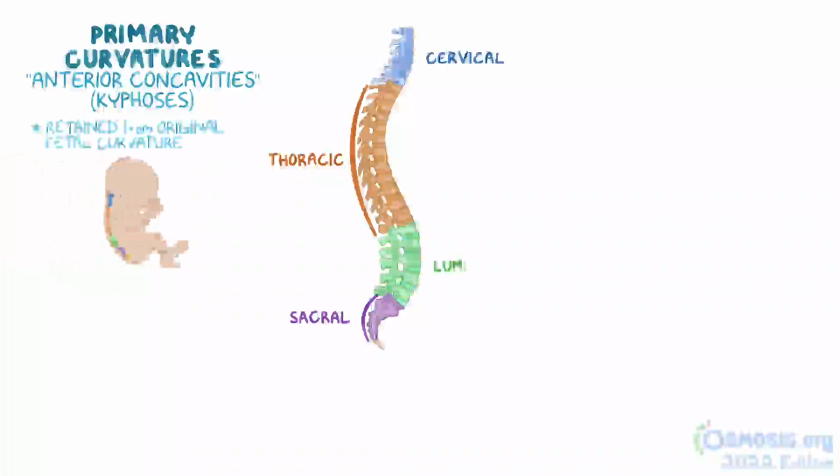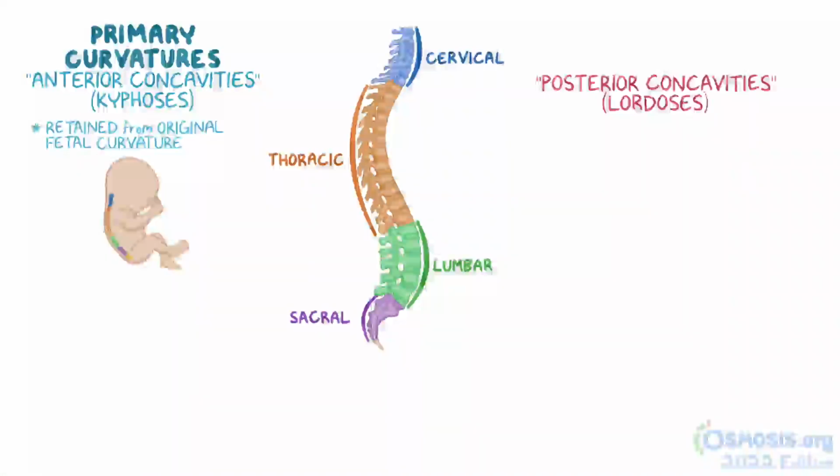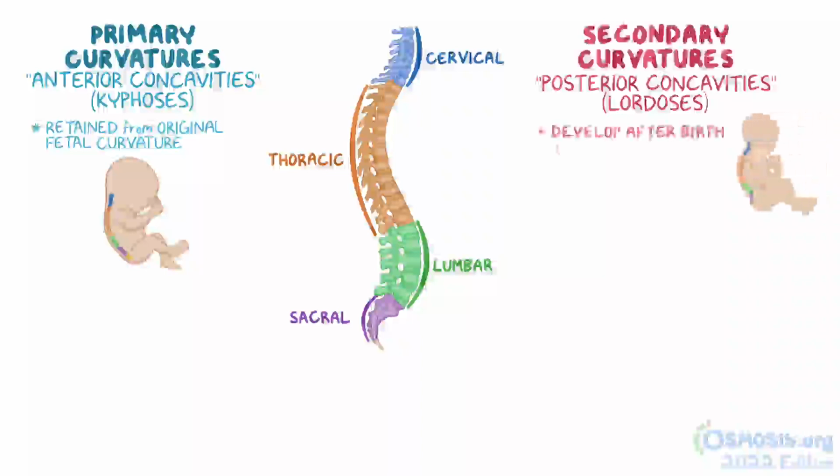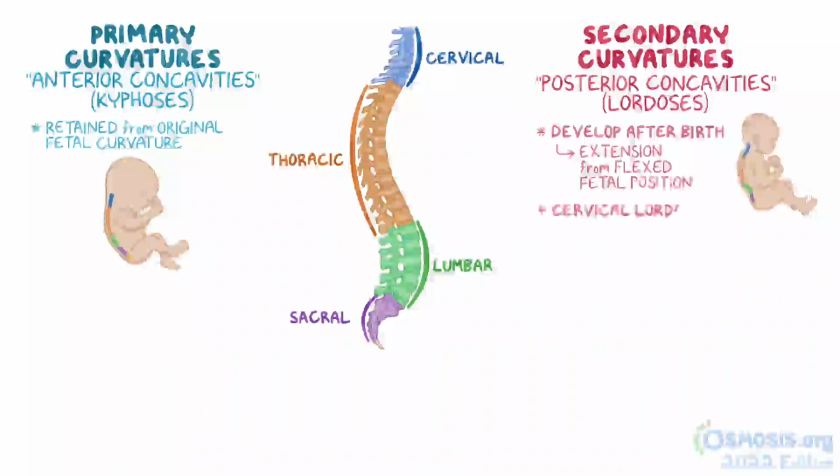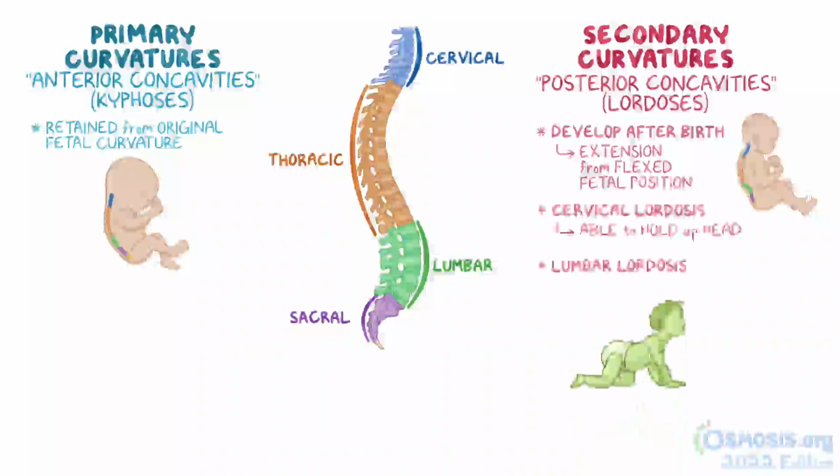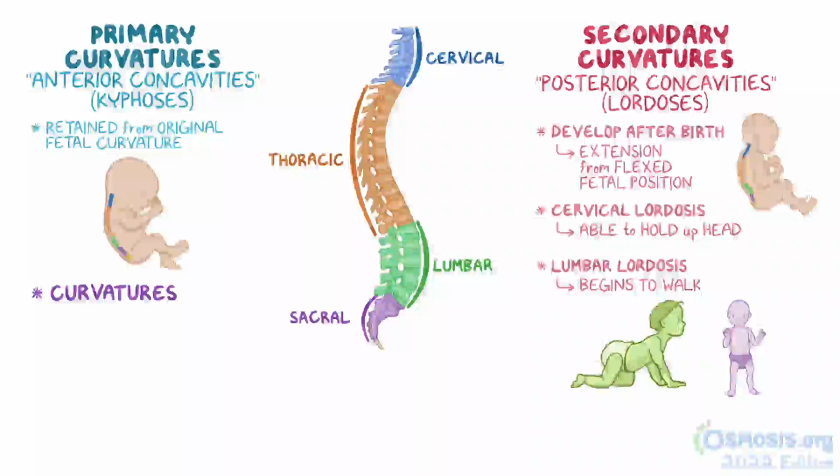The cervical and lumbar regions curve to form posterior concavities, known as lordoses, plural for lordosis. The cervical and lumbar lordoses are secondary curvatures, meaning they develop after birth as a result of extension from the flexed fetal position. The cervical lordosis develops when an infant is able to hold up their head, and the lumbar lordosis develops when the infant begins to walk. These curvatures of the vertebral column collectively make the spine more flexible and more capable of bearing weight and absorbing shock.